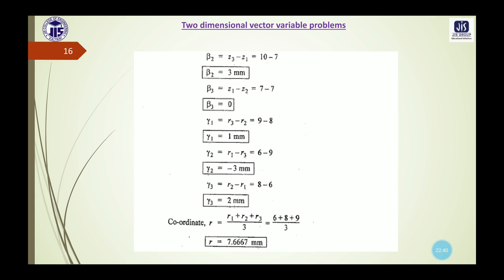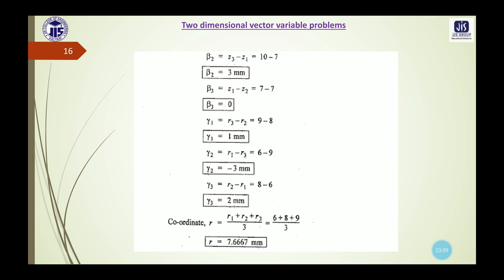Next, to calculate gamma 1, we need to use the formula R3 minus R2. That means 9 minus 8 millimeter, which is 1 millimeter. Next, for gamma 2, the formula is R1 minus R3, which is 6 minus 9 millimeter, which is minus 3 millimeter. And the value of gamma 3 is R2 minus R1, which is 8 minus 6 millimeter. And the value of gamma 3 we are getting finally is 2 millimeter.